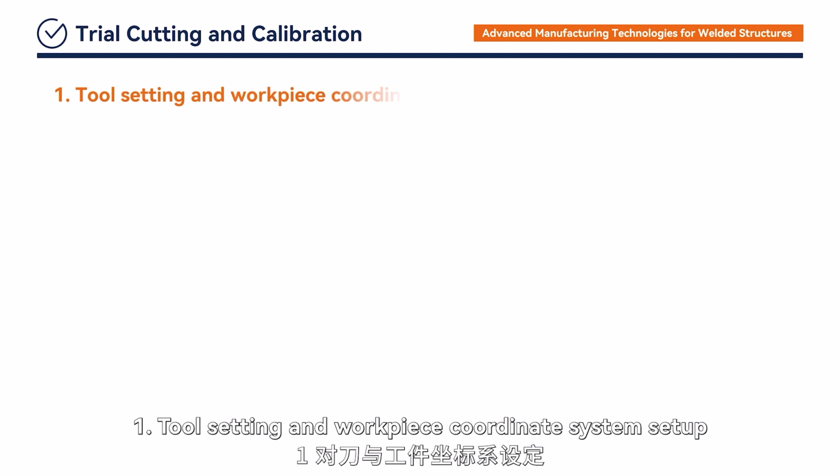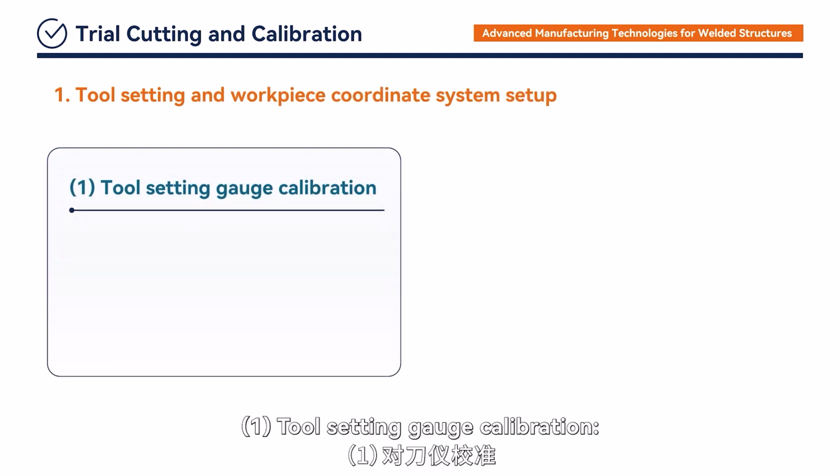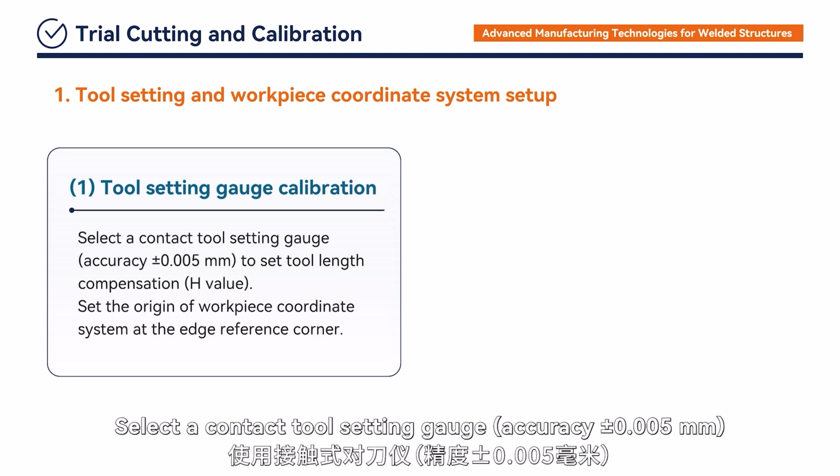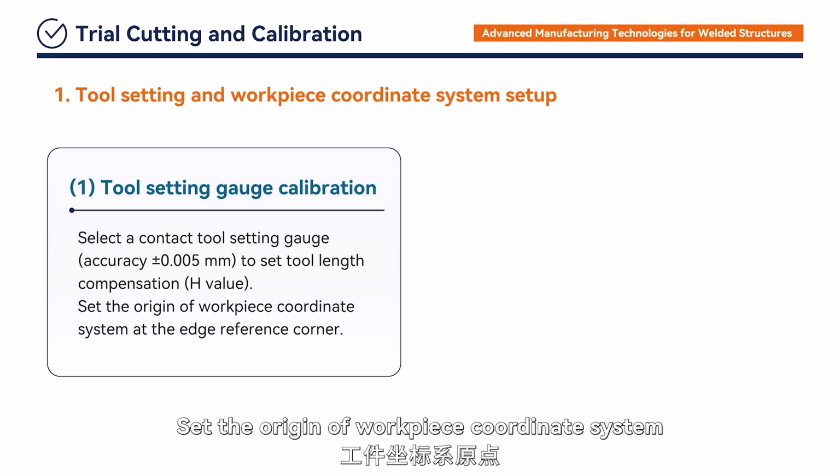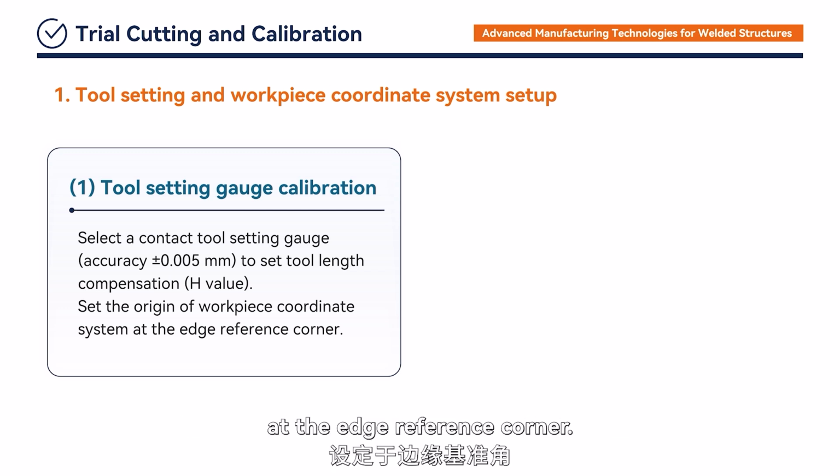1. Tool setting and workpiece coordinate system setup. 1. Tool setting gauge calibration. Select a contact tool setting gauge. Accuracy plus or minus 0.005 millimeters to set tool length compensation, H value. Set the origin of workpiece coordinate system at the edge reference corner.